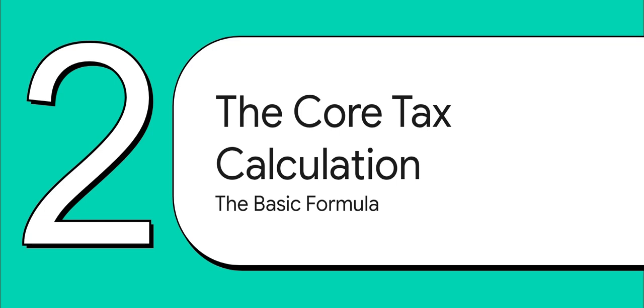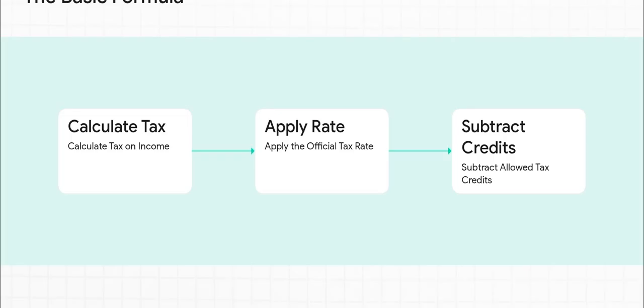Turns out it all boils down to a core three-part formula. So this is the basic engine right here. First, you figure out the tax on your income. Then you apply the official rate. But, and this is super important, you don't stop there. Step 3 is where you can really lower your bill. You subtract any tax credits you're allowed. Think of those credits as a direct discount on the tax you owe.